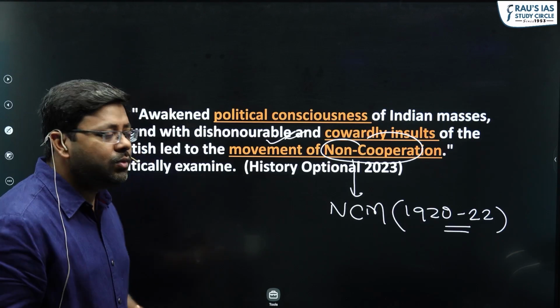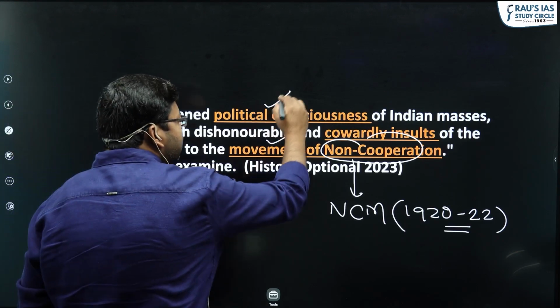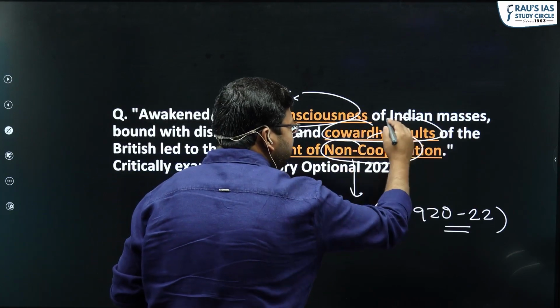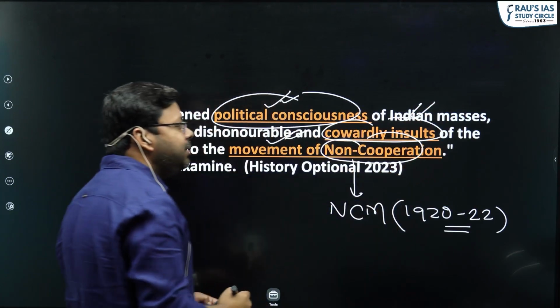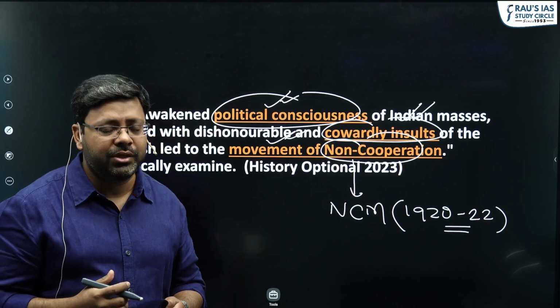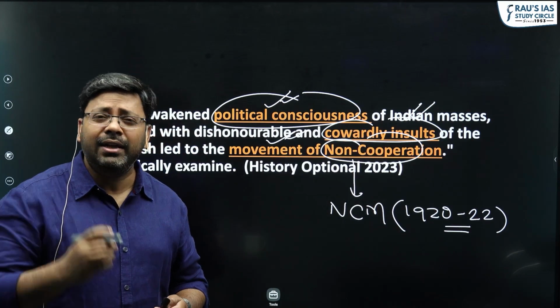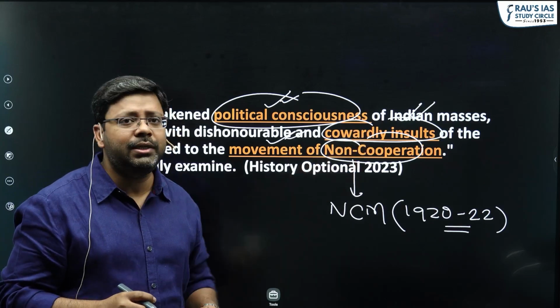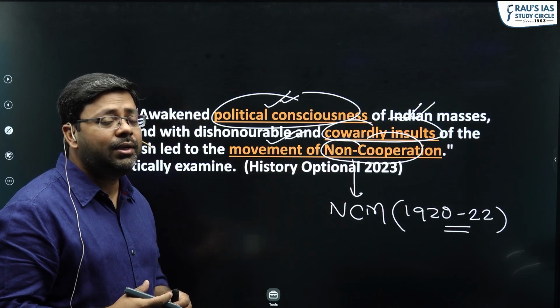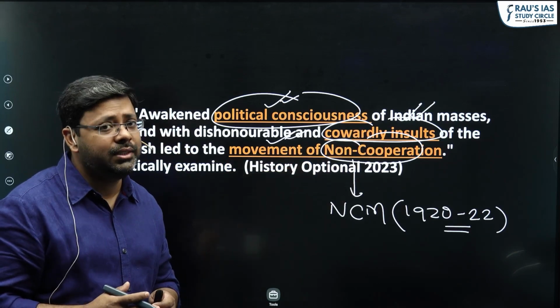What are the other two keywords here? First, increased political consciousness, and second, the cowardly insults inflicted by the British. So, what the question is asking here is that the increased political consciousness among the Indians and the insults inflicted by the British eventually led to the non cooperation movement. Now, break down the question with the help of these keywords.